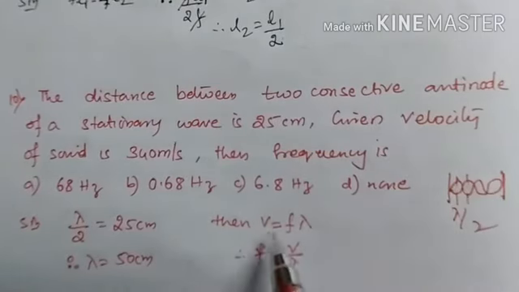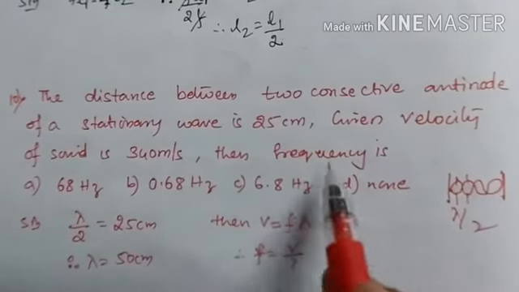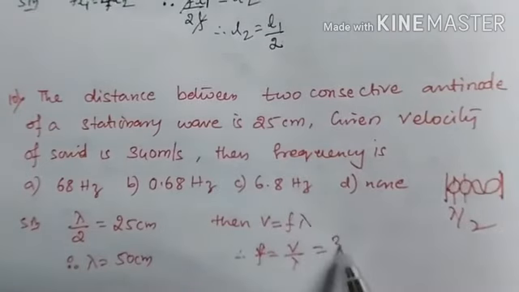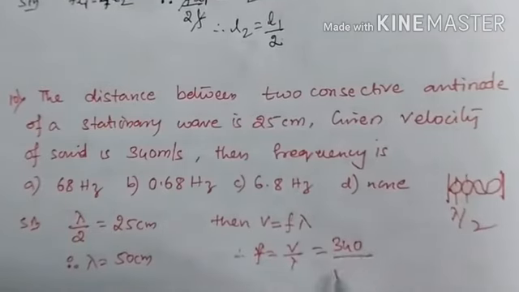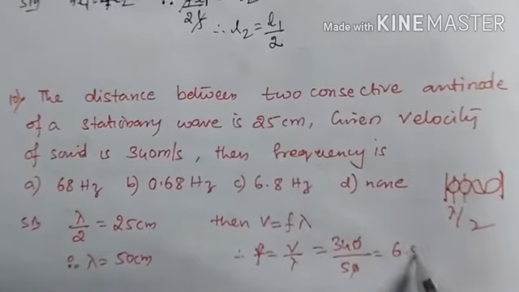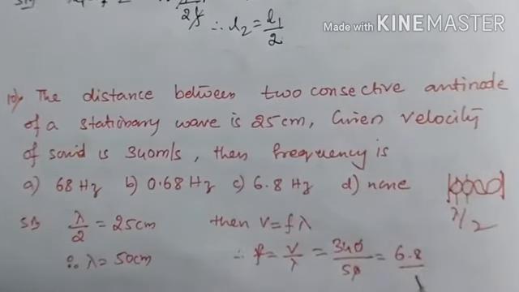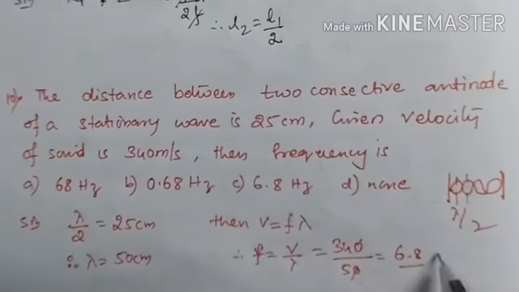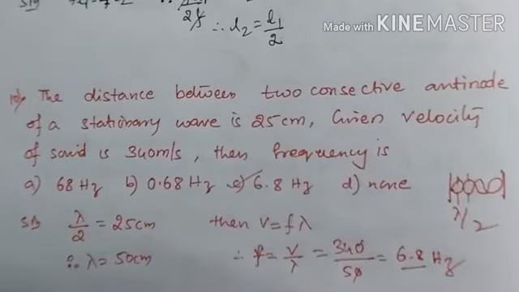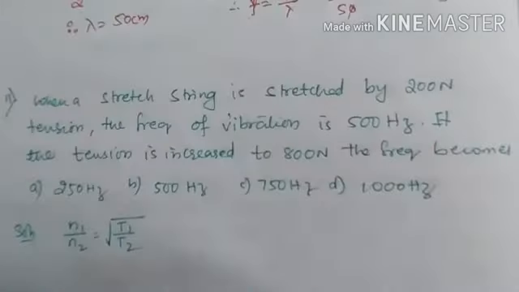Then V is equal to F lambda. We require frequency, so F is equal to V by lambda. What is the velocity of the wave given? 340 meters per second divided by 50. So 5 6s are 30 over there, then 5 8s are 40. So we get 6.8. What is the unit? Frequency is always measured in hertz. So 6.8 hertz is the answer over there.